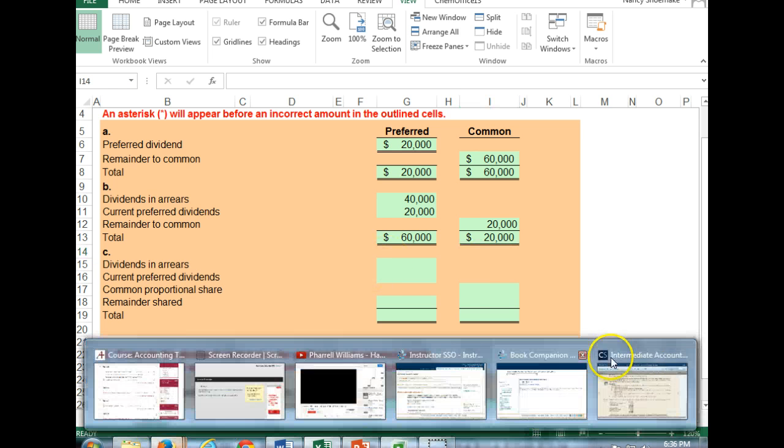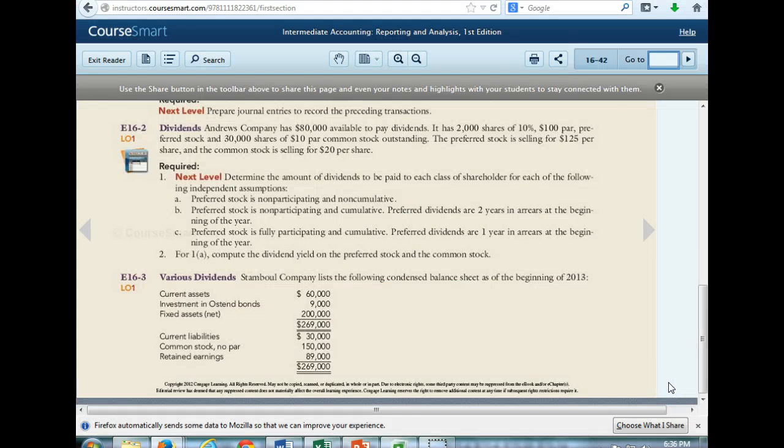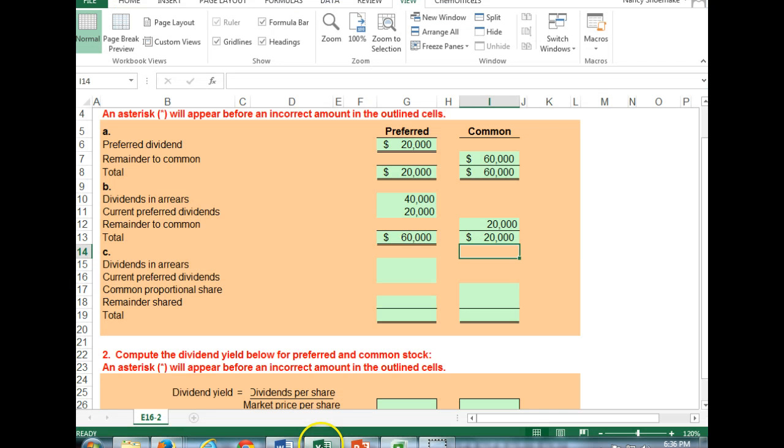Now C states preferred stock is fully participating and cumulative. Preferred dividends are 1 year in arrears at the beginning of the year. So what are we going to do for this one? What do you guys think? 1 year in arrears would be 20,000, and for this year, 20,000.